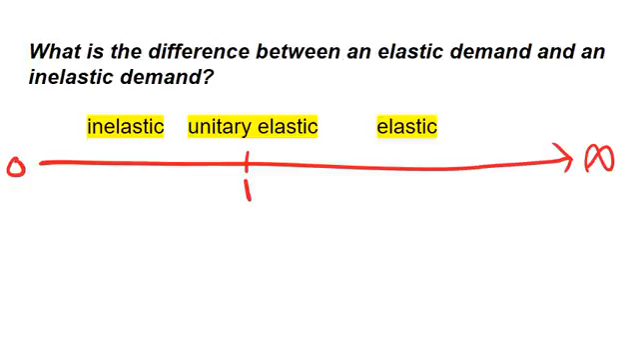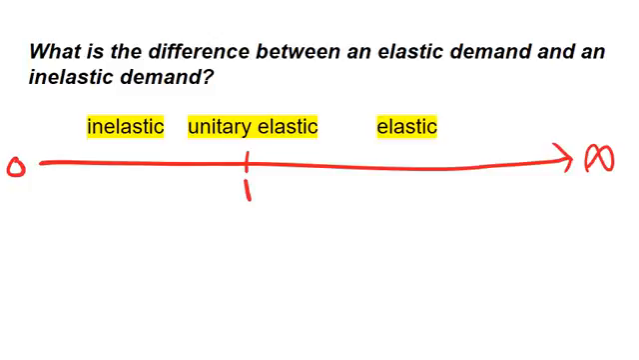Now, what's the difference between an elastic demand and an inelastic demand? I've drawn in red a line that starts at 0 and goes to the right to infinity, and I mark where 1 is on that. Elasticity is going to be a number between 0 and infinity, or at least the absolute value of elasticity will be between 0 and infinity. If elasticity is 0, it means that a change in price has absolutely no effect on the quantity demanded.